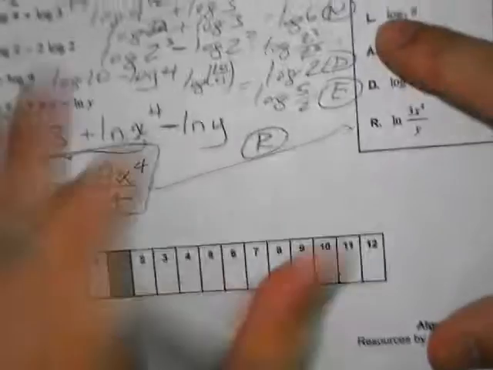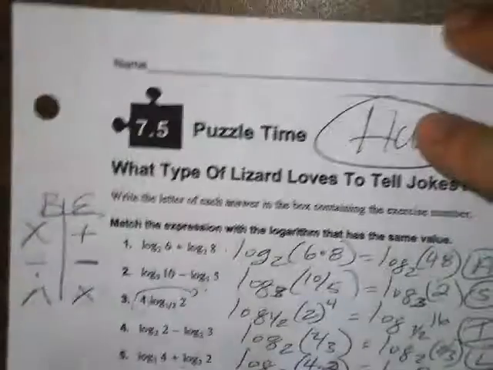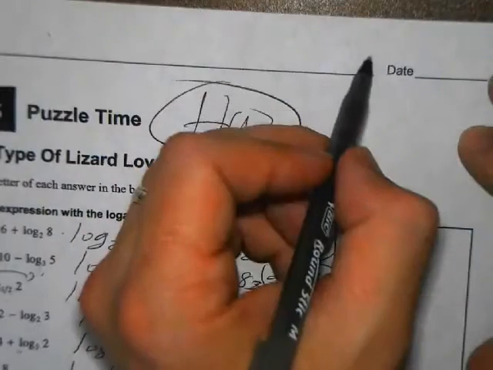Now your last step is to fill in all of this information down here at the very bottom. Please make sure that you put your name at the top as well as your class period.